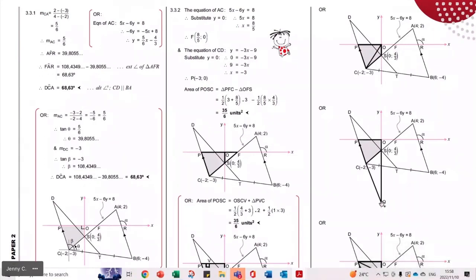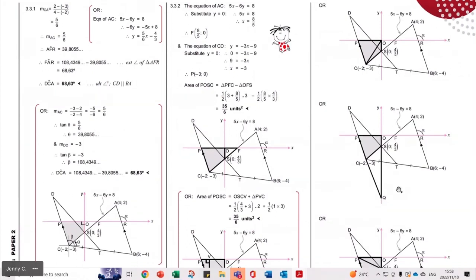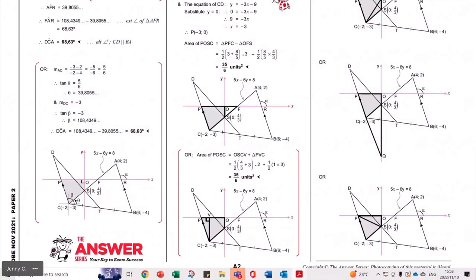You can then take PC and extend it to Q and get the area of triangle POQ using half base times height, minus the area of triangle OQC using half base times height. Another way you can do it is you can draw PS and get the area of triangle PCS, which is not very elegant because you've got to work out the length of PC using the distance formula, the length of SC using the distance formula, and then you can use angle C, which you've just worked out, use the area rule to get that area, and then the area of right angle triangle POS.